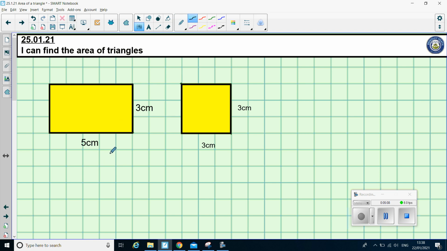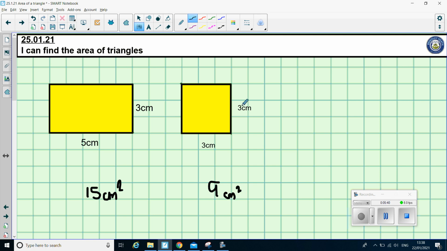Okay then, Year 6. Hopefully you remembered then to find the area of a rectangle or a square. We just do the length times the width. So for this rectangle, I would do 5 times 3. So 5 times 3 is 15. And we measure area in centimetres squared. So 15 centimetres squared. Okay, for my square, I would do 3 times 3. So my area of my square is 9 centimetres squared.